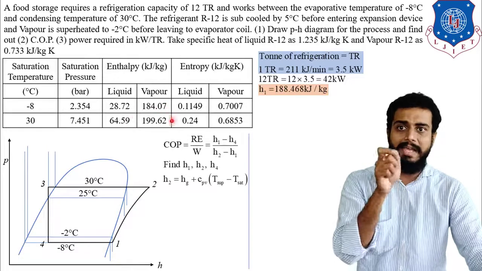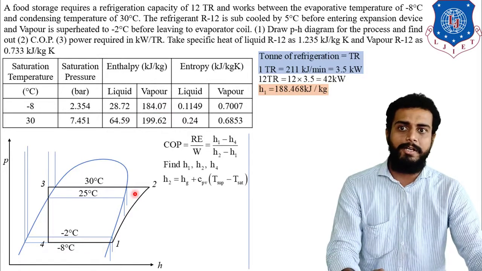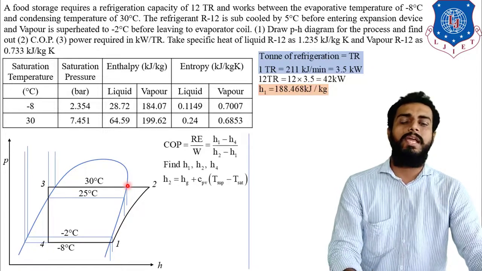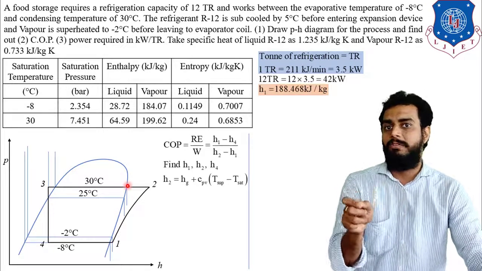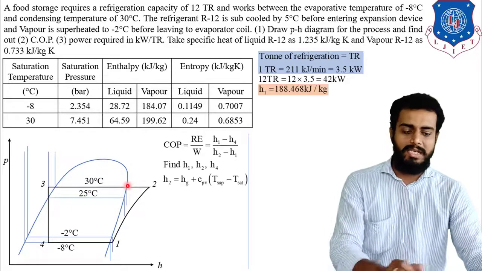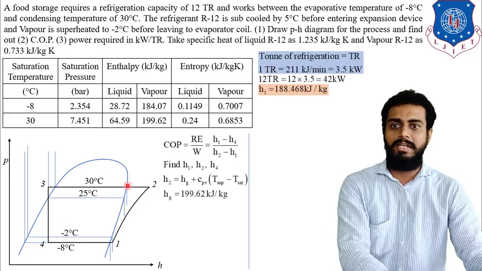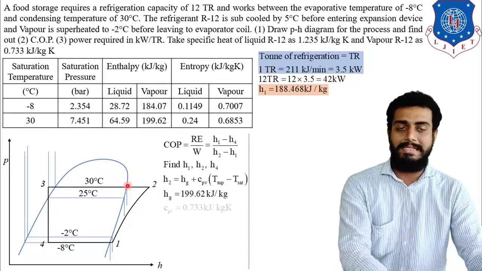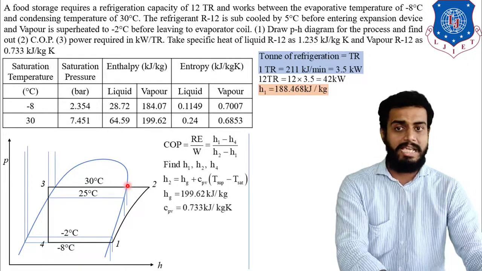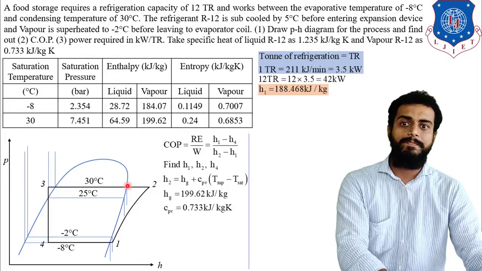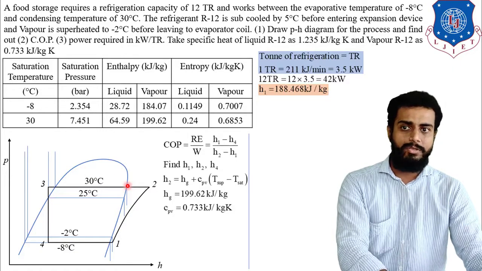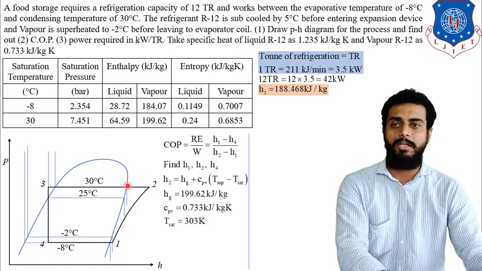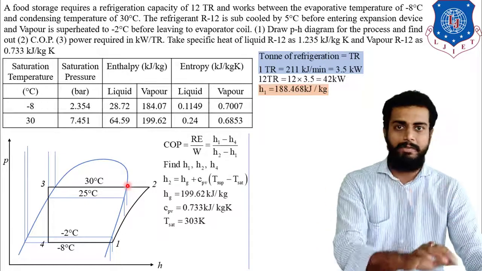That is nothing but the enthalpy at this particular point, see, this point. That will give us Hg, the enthalpy of dry vapor. So Hg is already given, that is 199.62 kilojoule per kg. Cpv is already given in the data, that is 0.733 kilojoule per kg Kelvin. Now T superheated and T saturated. Here T saturated we know is 30 degrees Celsius, so corresponding to that 303 Kelvin will be there.